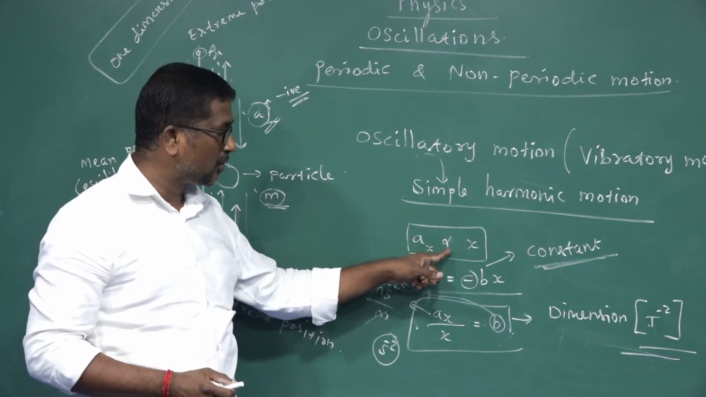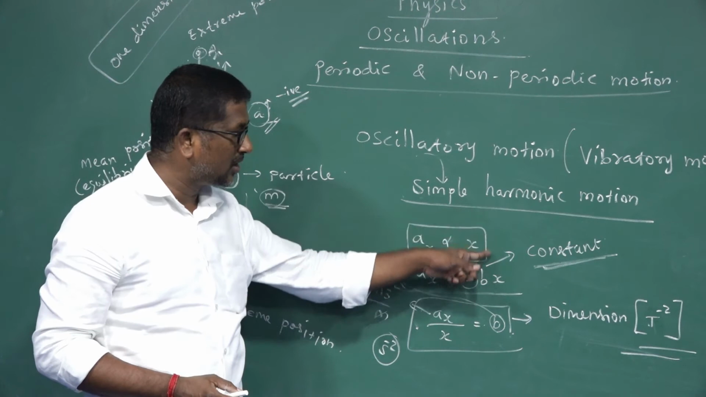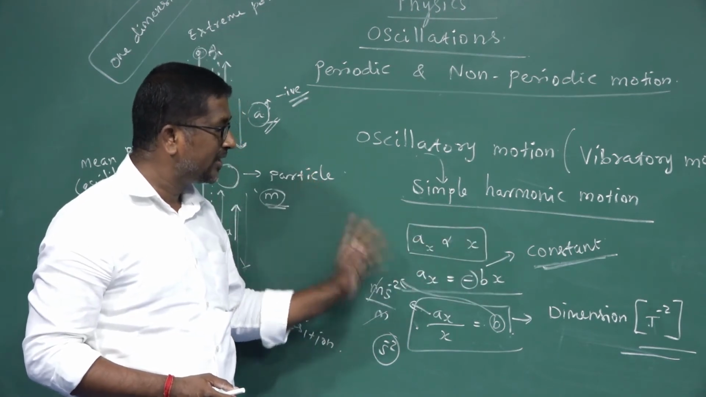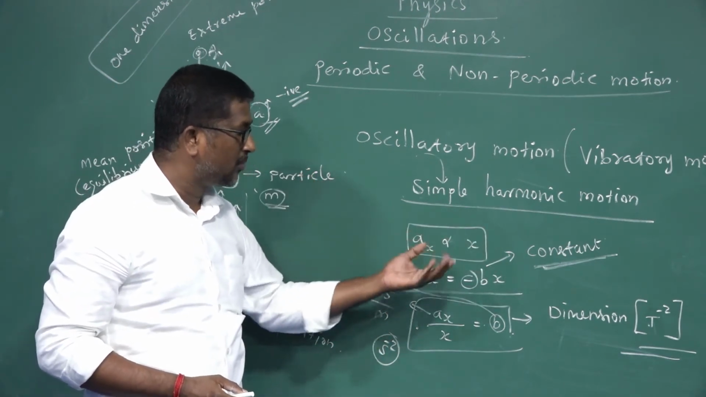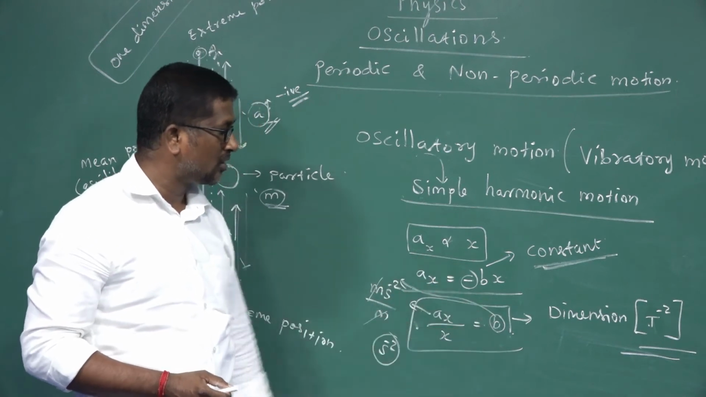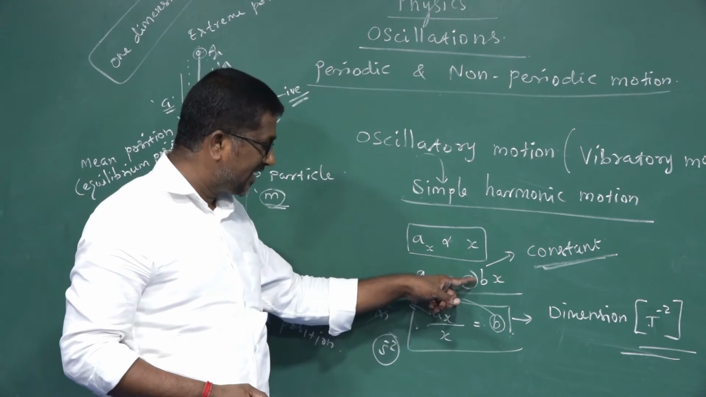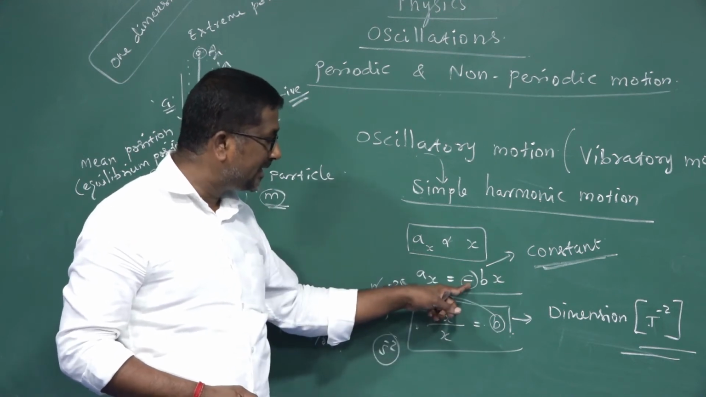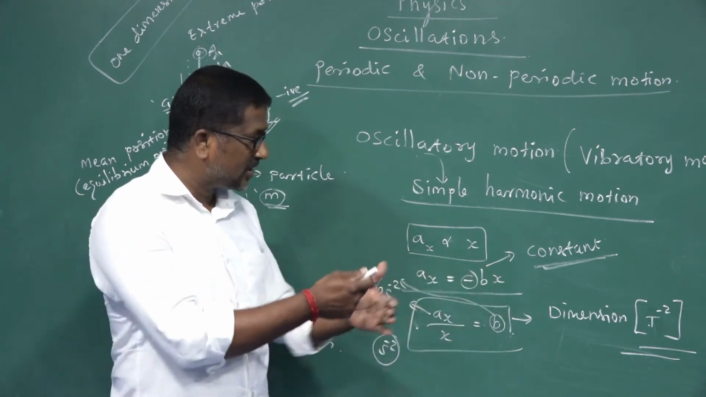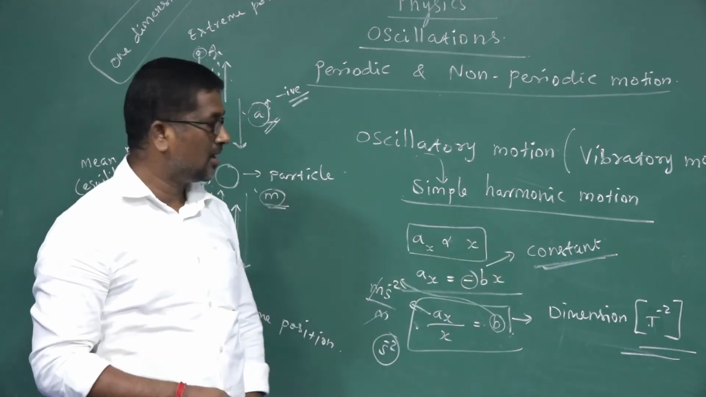So Ax is proportional to x. If the displacement of the particle increases, acceleration also increases. If you want to remove proportionality, we must introduce a constant. Here the constant is taken as b. And there is a negative sign in this relation which indicates the acceleration and the displacement are in opposite direction.